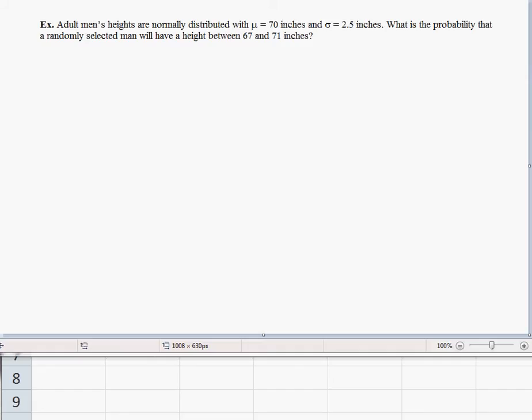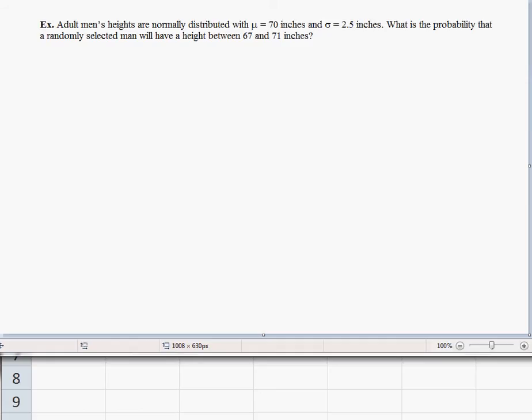For this video, I'd like to talk a little bit about how to do the problems with the normal distribution. Adults' men's heights are normally distributed with mean 70 inches and standard deviation 2.5 inches. What is the probability that a randomly selected man will have a height between 67 and 71 inches?